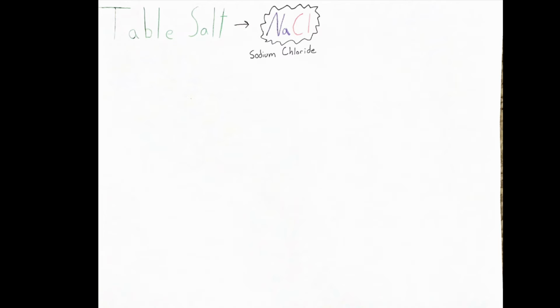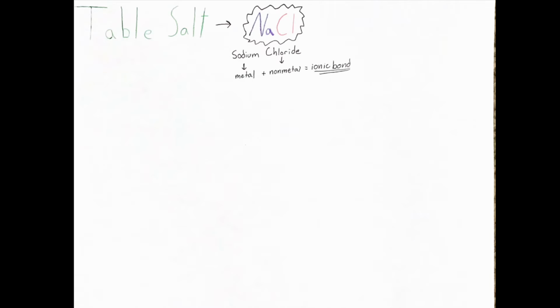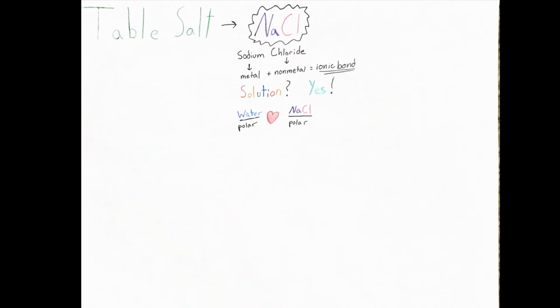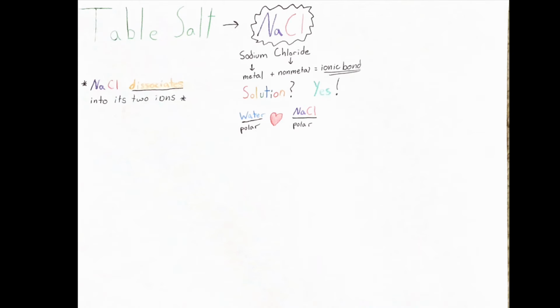Now let's look at table salt. Also known as sodium chloride, table salt is probably the most iconic ionic bond. Most ionic compounds are soluble in water because they are polar, just like water, meaning the compound does not have a neutral charge throughout. If one was polar and one was nonpolar, it would not form a solution. What's more is that salt dissociates into its two ions, and let's see why.